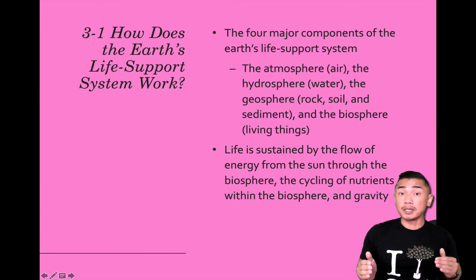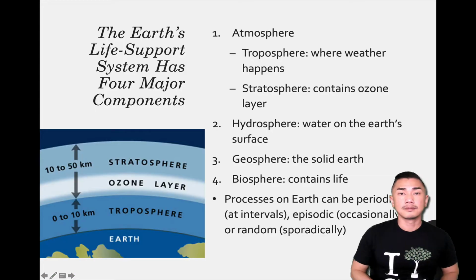Section 3.1 talks about all the different components that help support life on Earth. We call that the Earth's life support system. The Earth's life support system has four major components. The first one is the atmosphere.